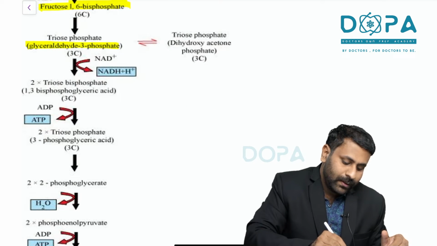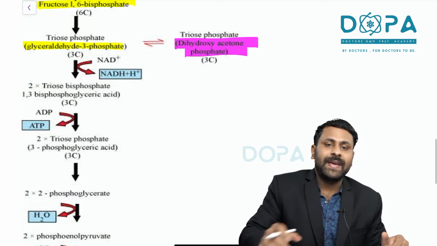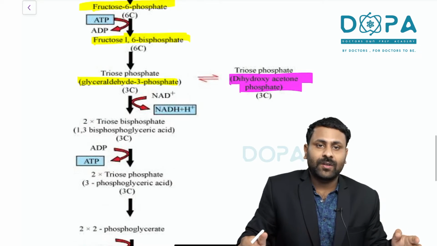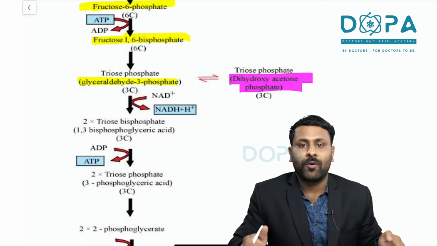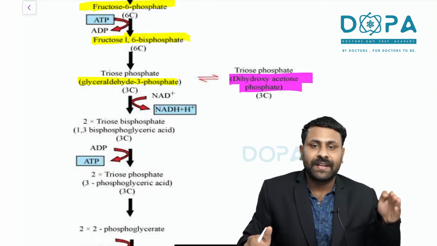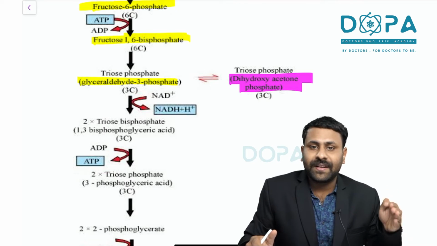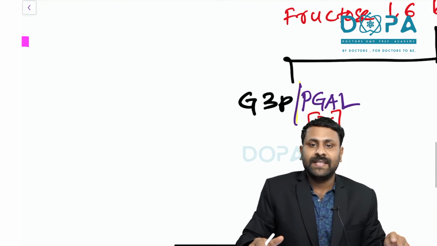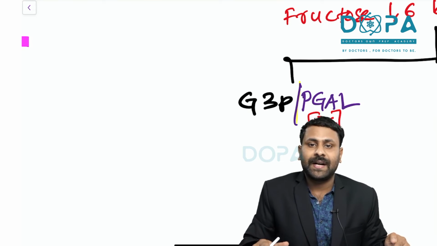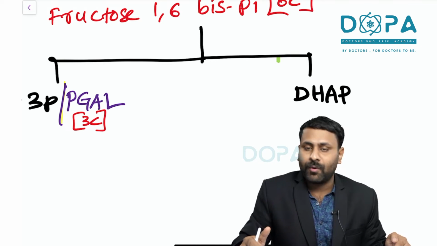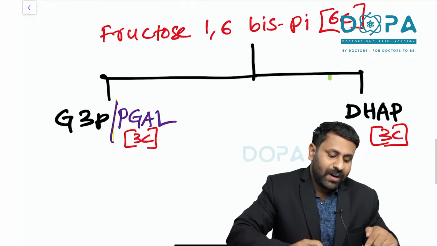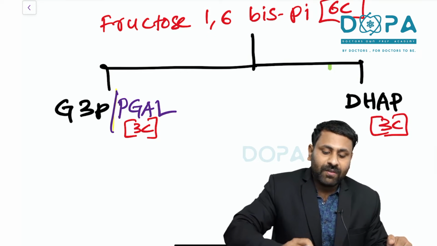What do you mean DHAP? Dihydroxyacetone phosphate. Both of them are triose phosphates. What do you mean triose phosphate? 3-carbon containing compounds. The 6-carbon compound fructose 1,6-bisphosphate splits into two 3-carbon compounds, glyceraldehyde 3-phosphate and dihydroxyacetone phosphate. Glyceraldehyde 3-phosphate we simply call G3P or PGAL, phosphoglyceraldehyde. It is a triose sugar. Another 3-carbon compound is DHAP. From one fructose 1,6-bisphosphate, 1 molecule of G3P and 1 molecule of DHAP are formed.